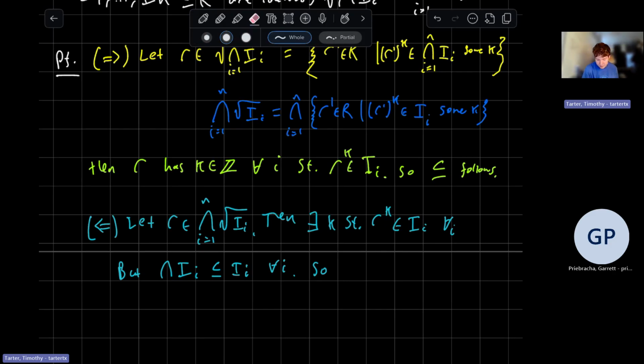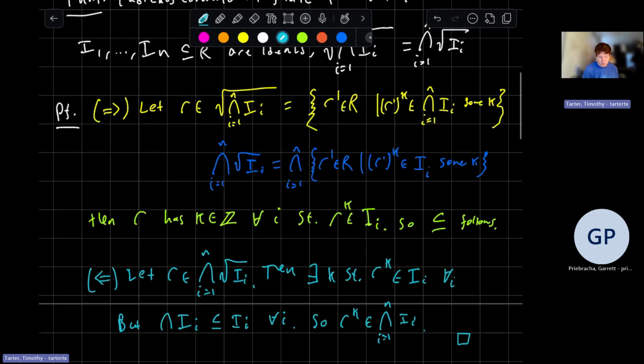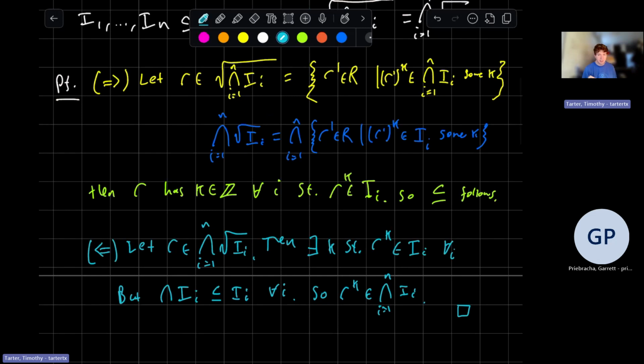But then r to the k is in the intersection of I, and I think that completes the proof. Does that make sense, Garrett? Yes, it does. Okay.